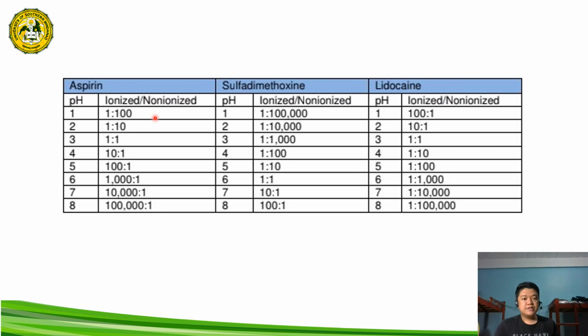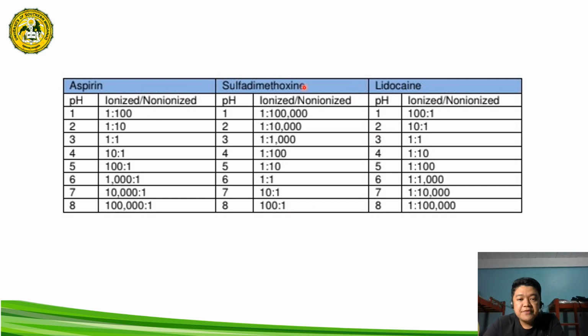Again, to review the ionized and unionized forms: the ionized form is the proportion of the drug that is polar or water soluble, and it will not be able to cross the lipid bilayer. The unionized form is the proportion of the drug that will be absorbed, or the proportion of the drug that will be lipid soluble.